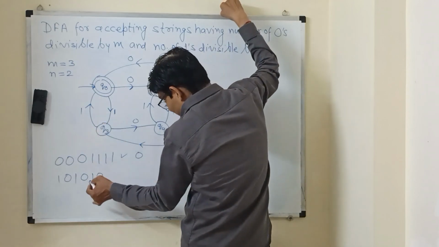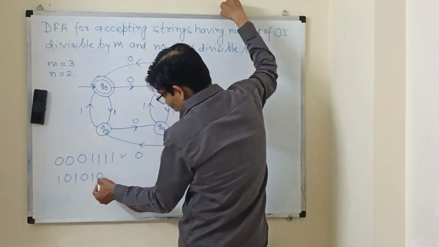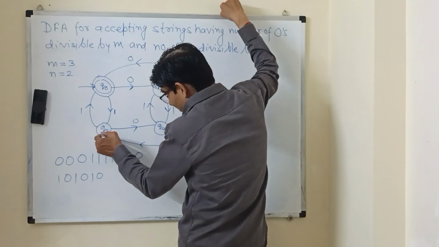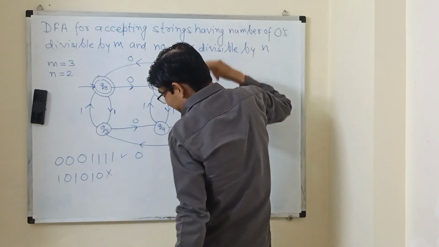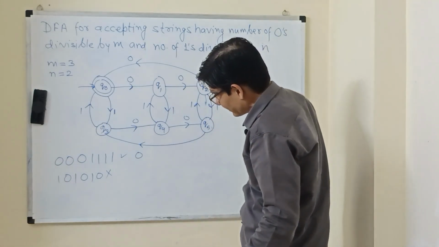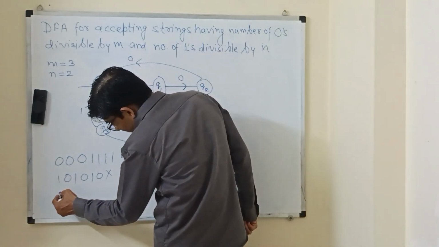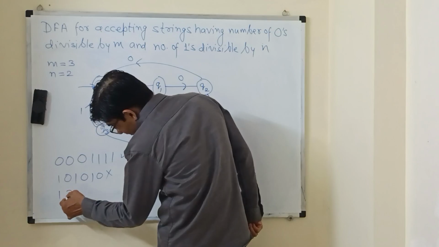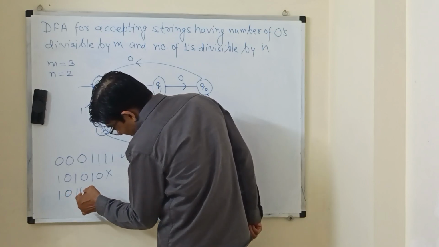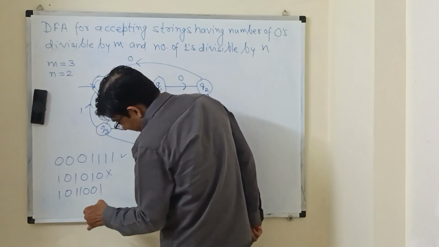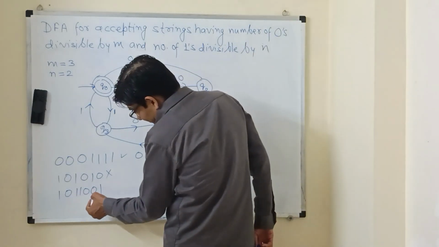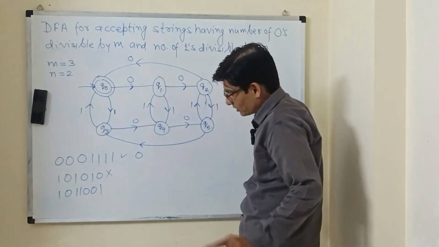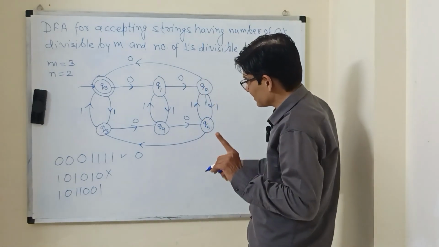And in this particular string, you can see this is not the valid string. So we are on Q3, which is not final state. So this string will not be accepted. Now, I will take one more example. 1 0 1 1 0 0 1. So now number of zeros are 3, number of ones are 4, so it must be accepted. This is the valid string.